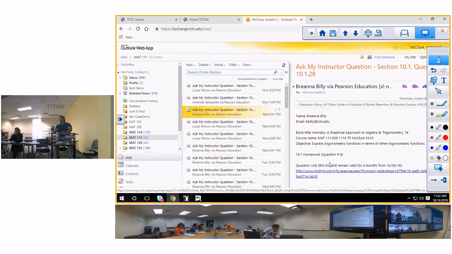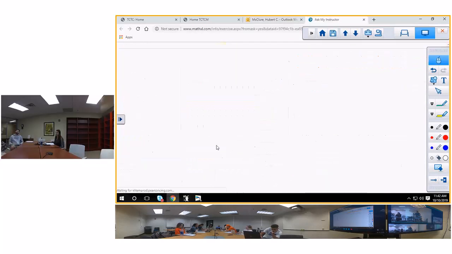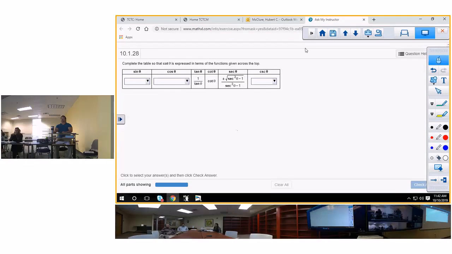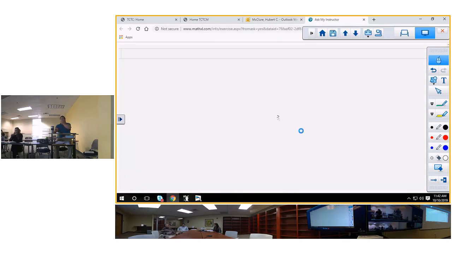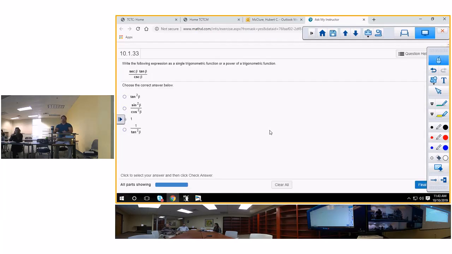So this is number 8. Is it a test question? No, it's still that same table. I thought that was, hold on, 10, there we go. Is this a test question? Yes. So rewrite it. Go ahead and rewrite it. And what do they tell you to do? Rewrite it as a function or power of a single trigonometric function.